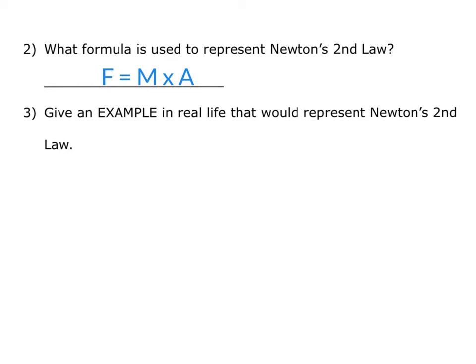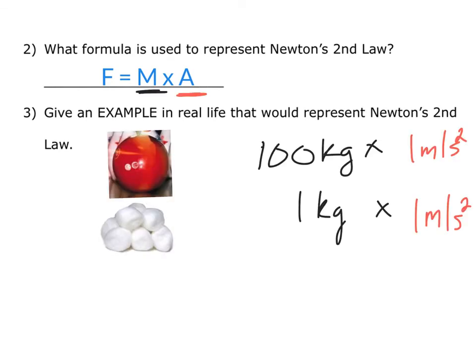So if you have to kind of imagine two different objects, okay? One's going to have more mass than the other. So one example for this would be it would require more force to accelerate a bowling ball because it has a larger mass than it would to accelerate a cotton ball because it has a smaller mass. So here's kind of the math to show you.